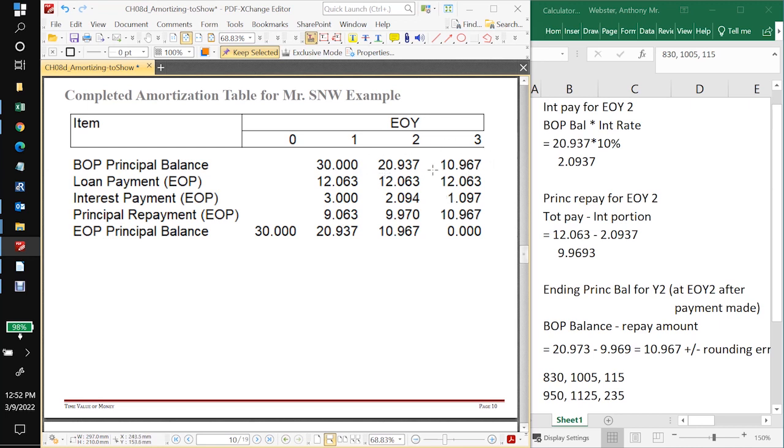Because we have a smaller balance to pay down, we pay less interest on that smaller balance. And because our uniform payment is constant, that allows more of that payment to go towards principal repayment. And again, you see here, I really want to stress this, at the end, after all the payments are made, the end of period principal balance is zero.